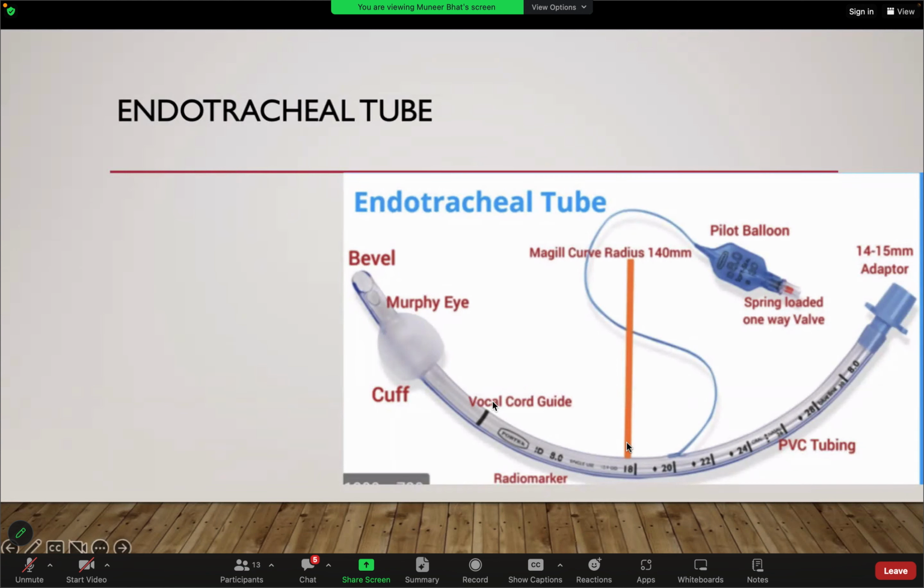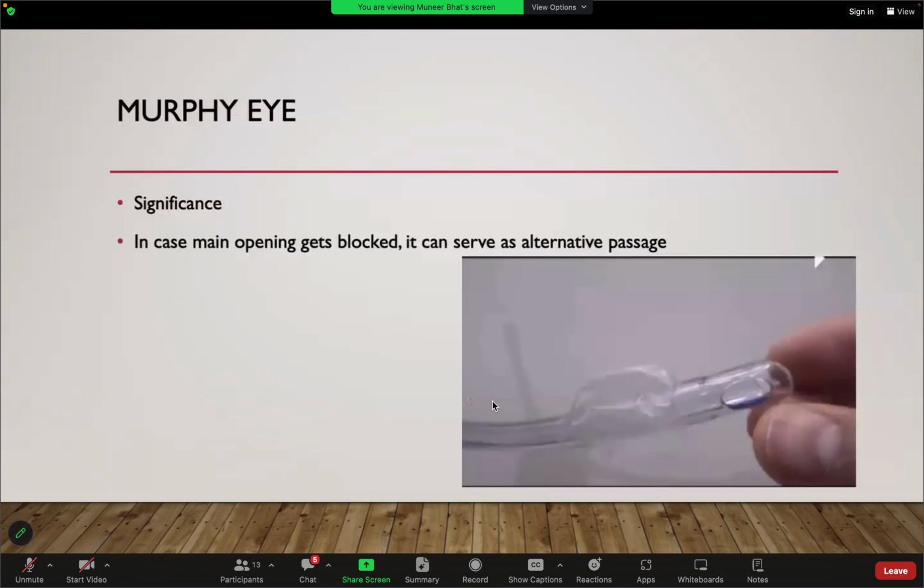So if you are asked in your exam which of the following instruments is going to prevent the patient from aspiration, or simply which of the following instruments is known as the definitive airway, and you are given the options oropharyngeal, nasopharyngeal, laryngeal mask airway, or endotracheal tube, you have to answer endotracheal tube. It's a definitive airway. Why? It's going to prevent the patient from aspiration because it's going directly inside the trachea.